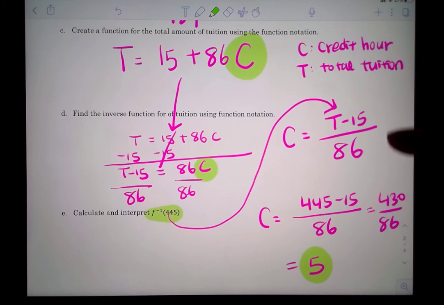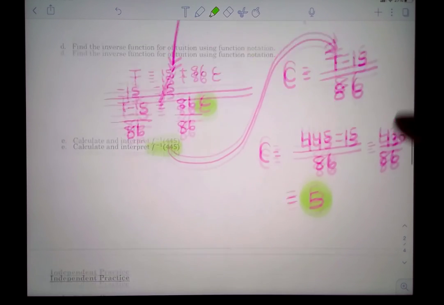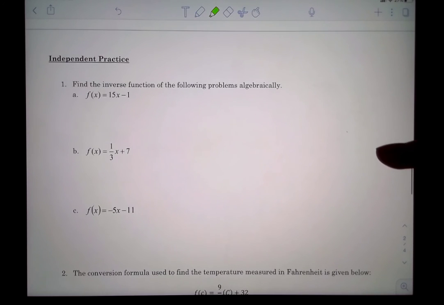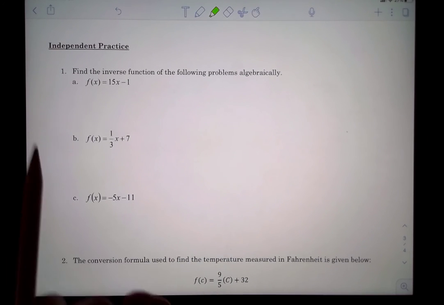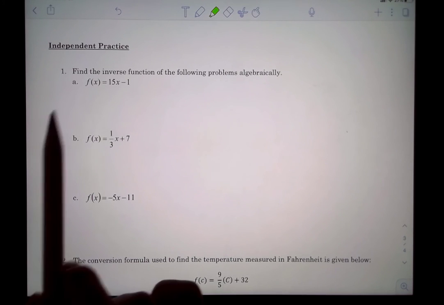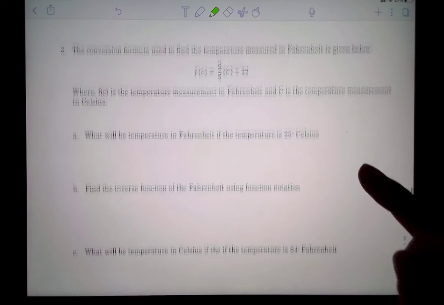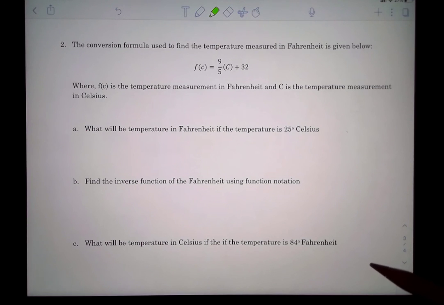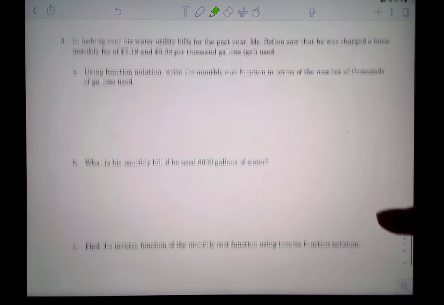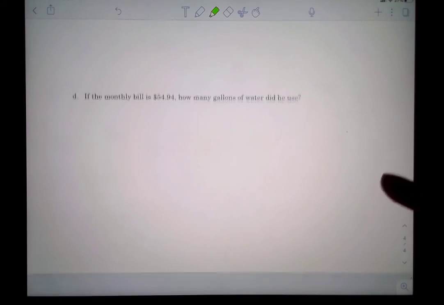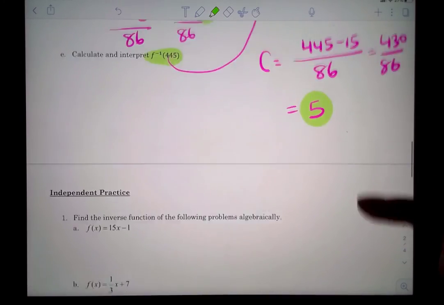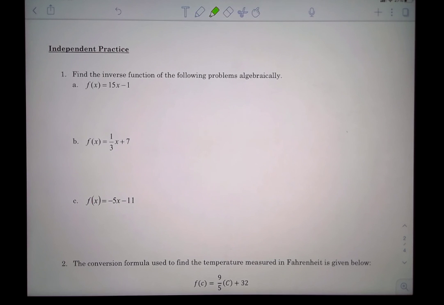Alright? So guys, this is today's work. We're just applying it to the word problem. Okay? So here's the independent practice for you. You can practice converting functions, and there are two word problems, 2 and 3, so that you can practice. That's it. So do numbers 1, 2, 3 for the homework. If you do your homework, you will get feedback from me. So please do your homework.